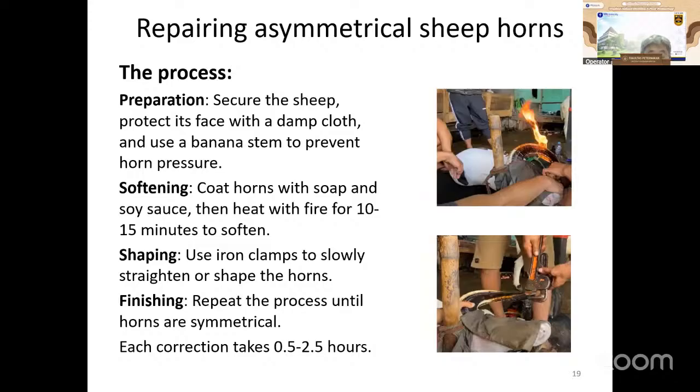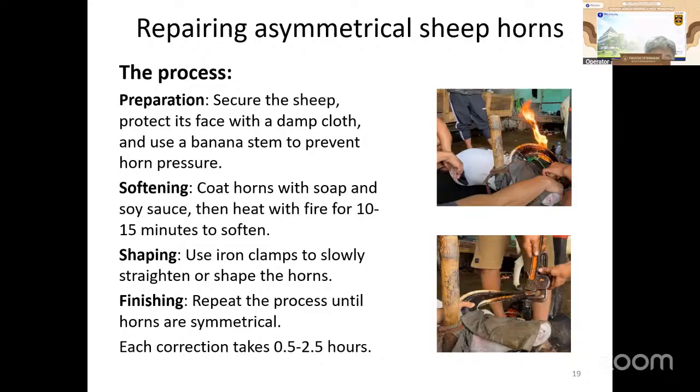And there are 4 steps in the process of repairing asymmetrical horns. First is preparation. The sheep is secured with its face protected with a damp cloth, and a banana stem is used to prevent horn pressure. And then the second, softening. Horns are coated with soap and soy sauce. Then they heat it with fire for 10 to 15 minutes to soften.